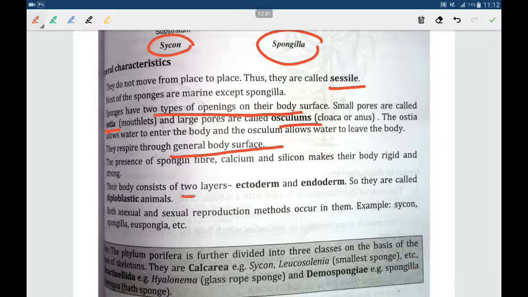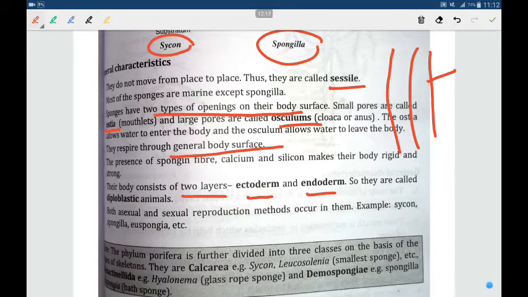Their body consists of two layers. What are the two layers? Ectoderm and endoderm. Their body contains only two layers. Suppose the body is cut, then the outside is ectoderm and the inside is endoderm. That's why these animals are called diploblastic animals. Dip or di means two, blastic means layers. They contain two layers in their body. That's why they are called diploblasts.